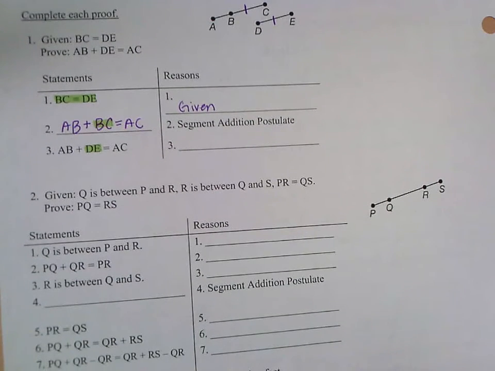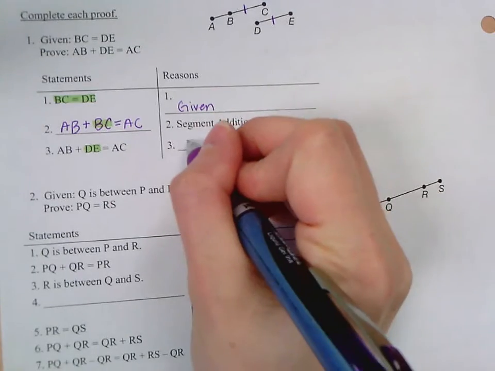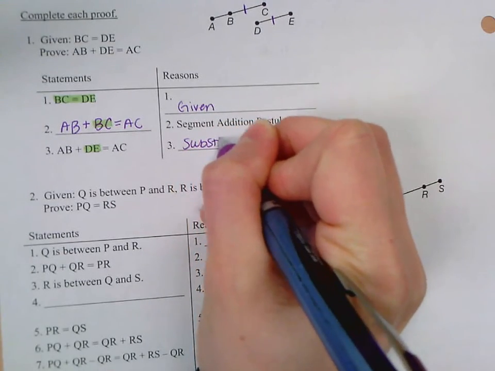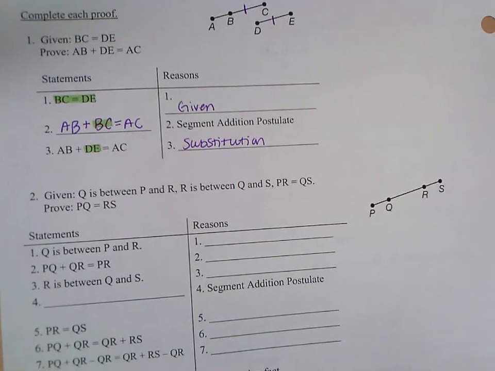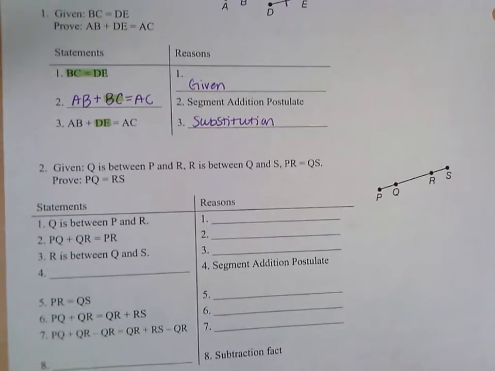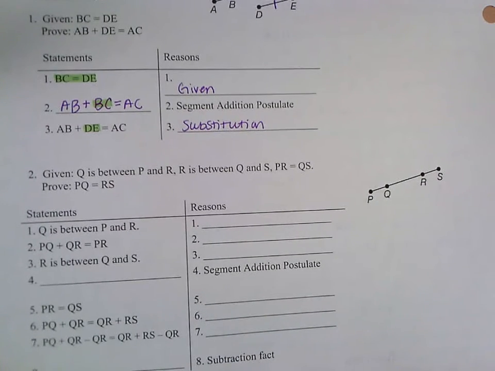What property says we're allowed to do that? I think I heard somebody say it. Symmetric? Not symmetric. It does start with an S. Substitution. Okay, so all you're doing there is substituting DE in for BC. And we have what we were trying to prove, so we're done. Okay, any questions on number 1?